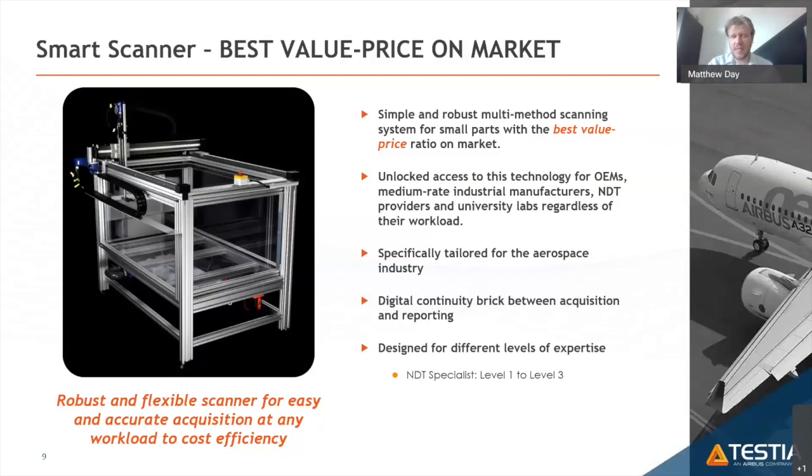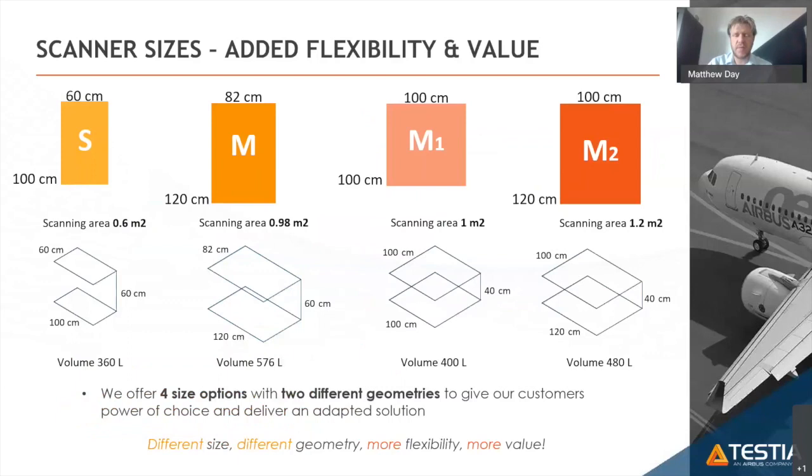It is currently specifically tailored for the aerospace industry, but we will be more than happy to work with people if you have something a little bit more specific. And it's going to be off the shelf. It will be available in 4 sizes. So a scanning area of 0.6 meters squared, 0.98 meters squared, 1 meter squared, and 1.2 meters squared. But again, for specific geometries, we will be happy to develop something with our customers.